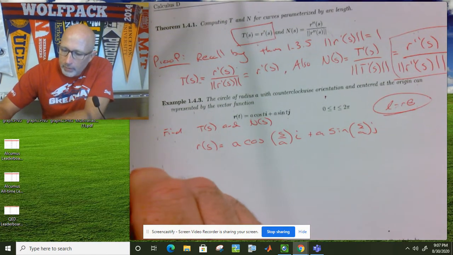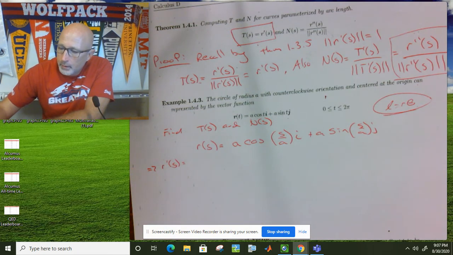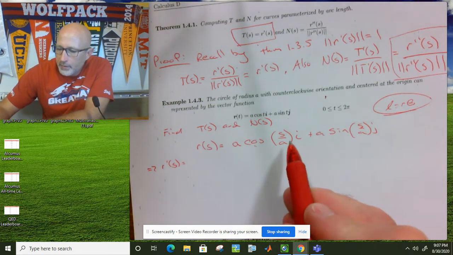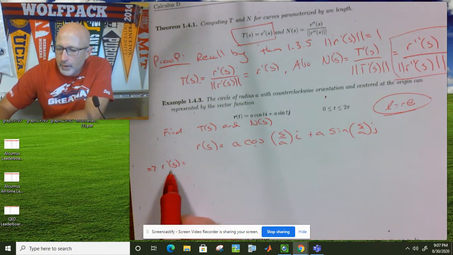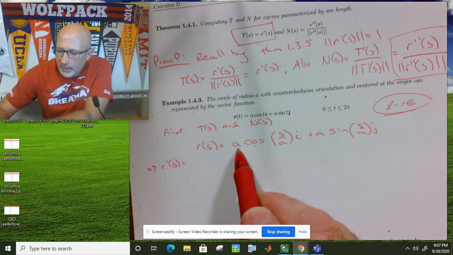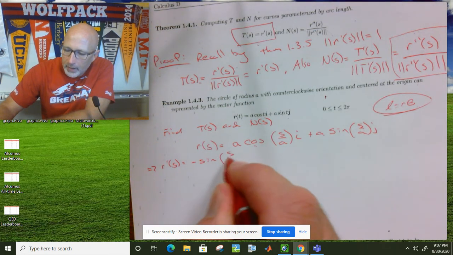So that's what r of s is. Therefore r prime of s is equal to, the derivative of cosine is negative sine, and then the derivative of s over a, my variable is s, so the derivative is 1 over a. They're going to cancel, and I'm just left with negative sine of s all over a.